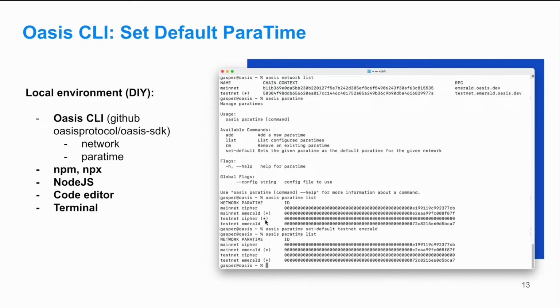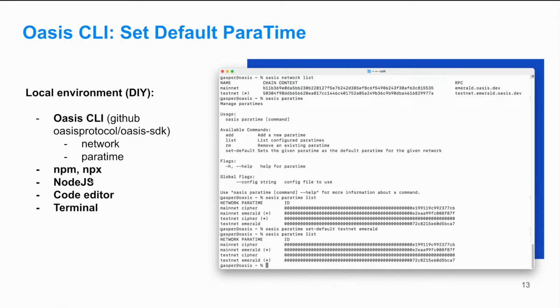So what I want to do is change the testnet ParaTime to Emerald. I will say oasis paratime set-default and testnet to Emerald. With this command, I actually get that my testnet now is Emerald and my mainnet is also Emerald. That's the result of the first oasis network list command.